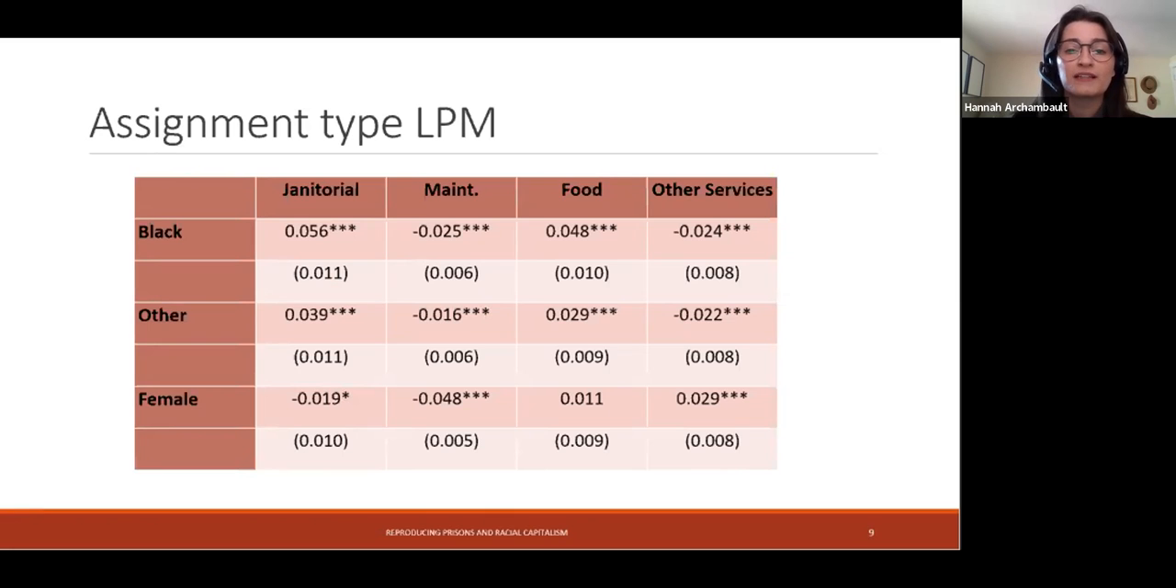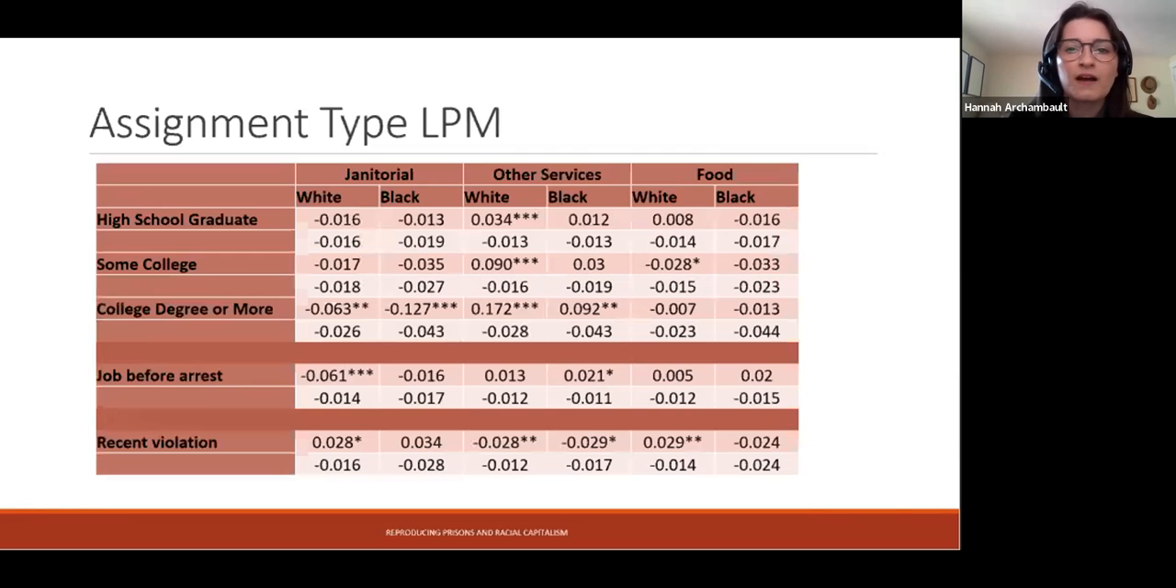Black workers were also more likely to have jobs relating to food and food services, but less likely to have jobs in other services. The assignments within categories were a lot more stable for women. There weren't these kinds of contradictory within-category issues that there were for men. So related to this, there were variations on the returns to education, previously having a job, and recent violations based on race in some of these key categories as well.